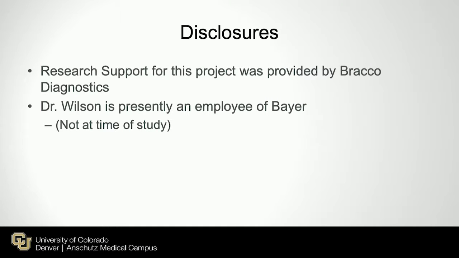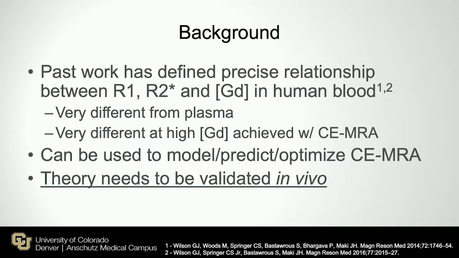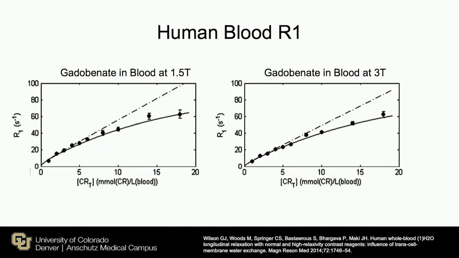So this is a study that we did several years ago, and I'll give you a little bit of background about a lot of what I've talked about at this society for a number of years now, which is really looking at what happens to the relaxivities of gadolinium contrast in human blood. And it's very different in blood than it is in plasma, and it's also very different at the very high concentrations that we achieve during first pass. And if we understand this, as we think we do now, then you can really model, predict, and optimize contrast-enhanced MRA. But part of the whole goal of this study was to try to validate this in vivo.